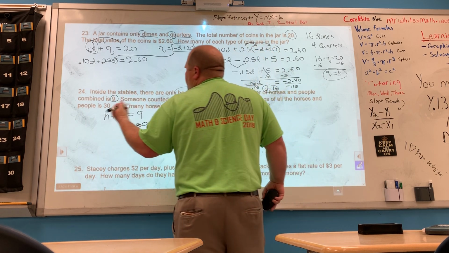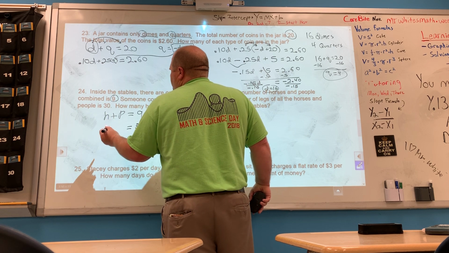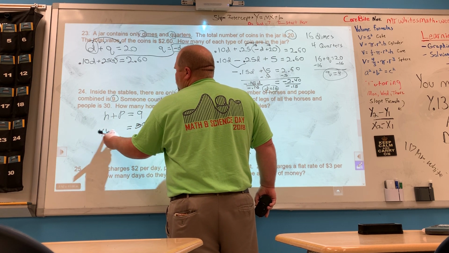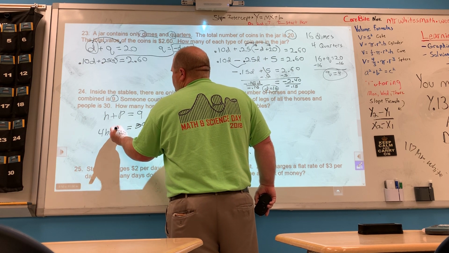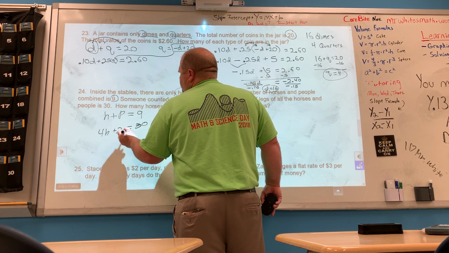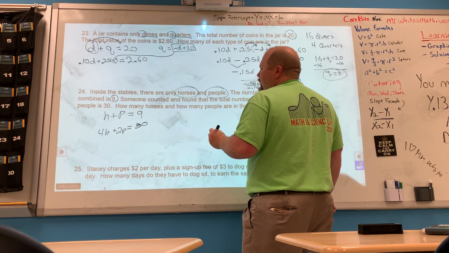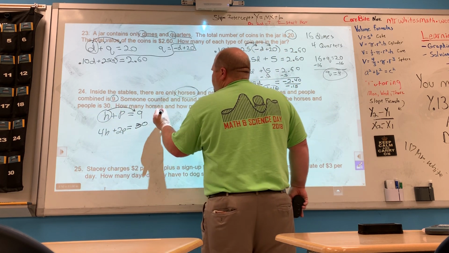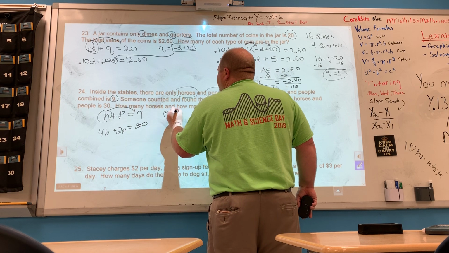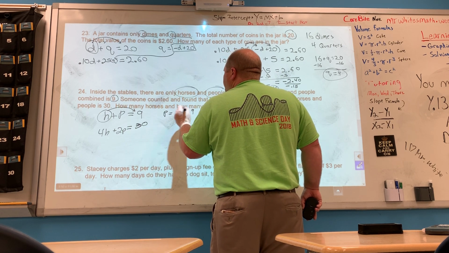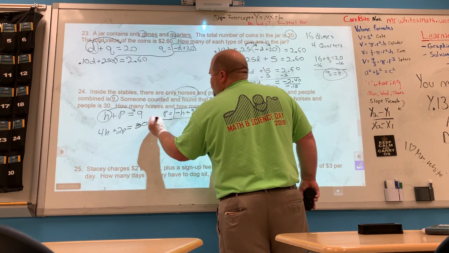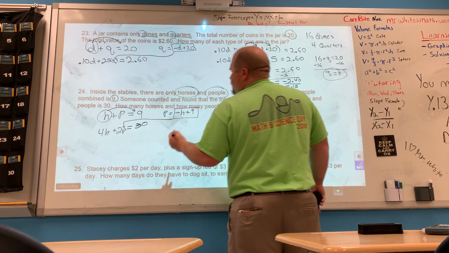And so you have to think a little bit about horses. Horses should have 4 legs, 4 legs per every horse. 4 times every horse is 4H. Plus people should have 2 legs times each person. So there's our system of equations. Once again, we'll take this H and move it over to this side, and that gives us P equals negative H plus 9. Then we're able to substitute that in for the letter P in the second equation.